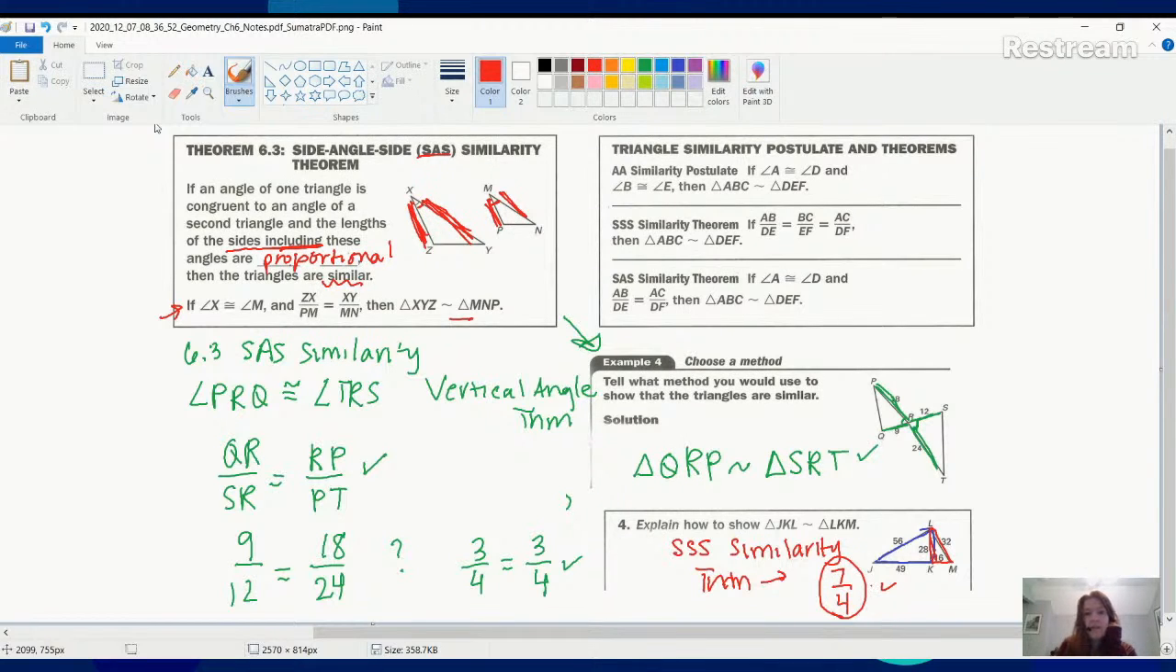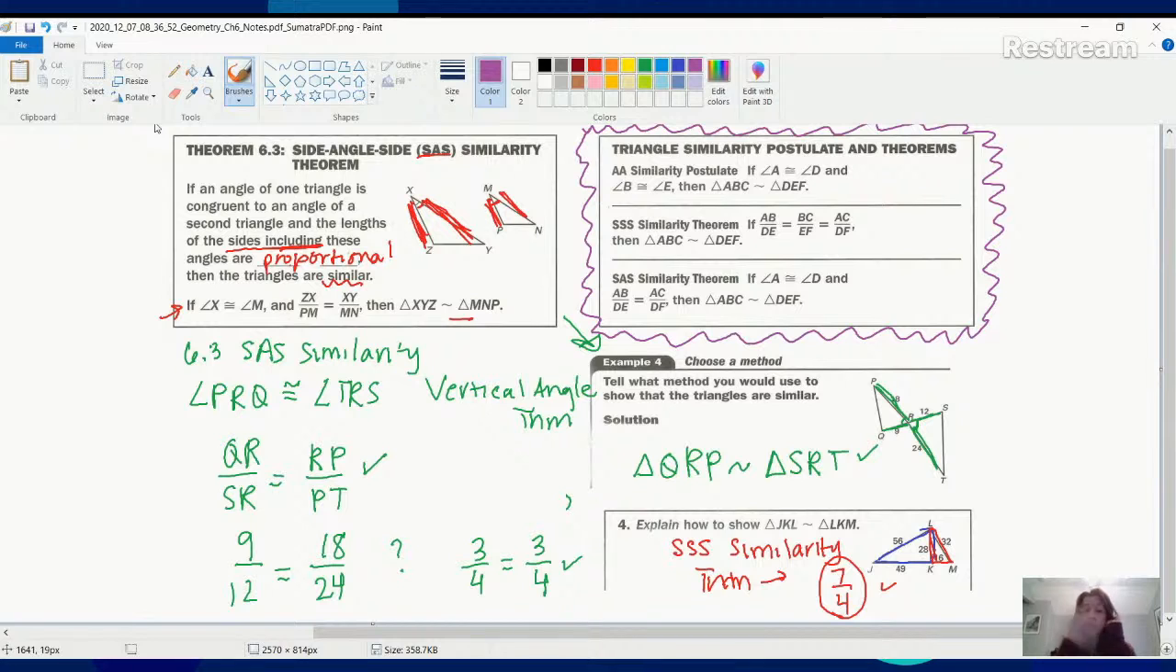Okay, so the last thing I just want to share with you is this little chart here, which is not anything too fancy, but these are the 3 ways that you can prove triangles are similar to each other. So remember when we did congruence, we had 5 ways. When we are talking about similarity, we have 3 ways. So the 3 ways are we have the angle-angle similarity postulate, and in case you're trying to keep up with your notes, that's postulate 22.